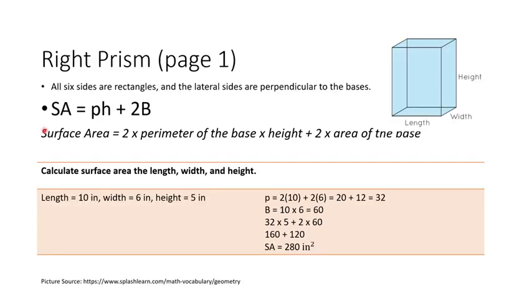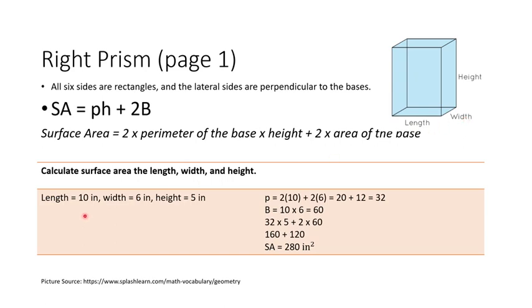Now let's look at a rectangular right prism, and let's use this formula. Surface area equals the perimeter of the base times height plus 2 times the area of the base. And the base would be this part right here. Now to figure out the surface area, we do want to first determine what the perimeter of the base is, as well as the area of the base. I'm going to use the dimensions for length and width to figure out those two.